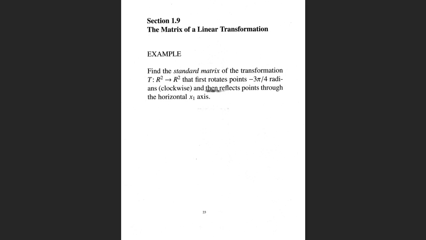And in this problem here, and I'll get to that one question, what we want to do is rotate points -3π/4 radians clockwise. So that's -135 degrees clockwise. And then we want to reflect the points through the horizontal x1 axis. So there is some standard matrix, a 2x2 standard matrix with 4 entries, that will do that. And we have to figure out what that standard matrix is.